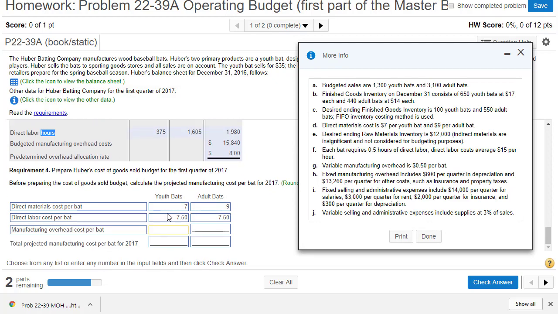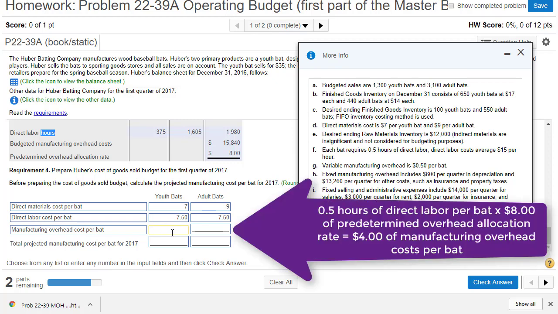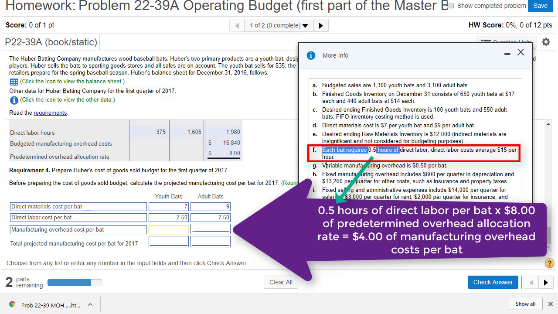So let's go back to manufacturing overhead cost per bat. So how many hours did it say it takes to make a bat? It takes a half an hour. So a half an hour of $8 per hour. So $8 per hour times half an hour gives us $4.